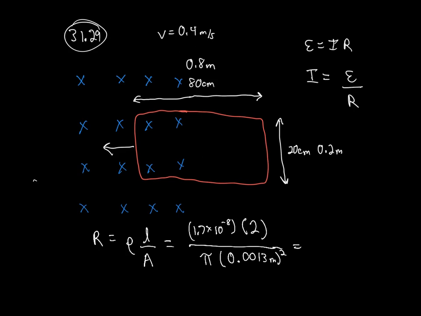Plug all your numbers in. You'll get the resistance of 6.4 times 10 to the negative 3. What are the units? Ohms.